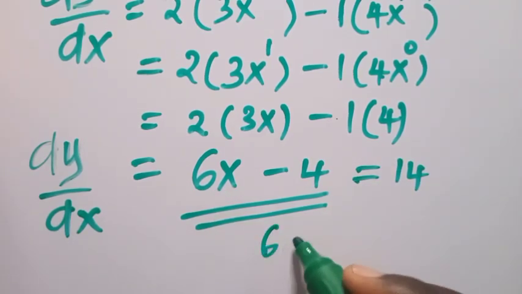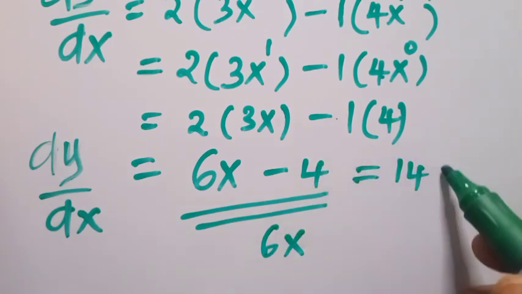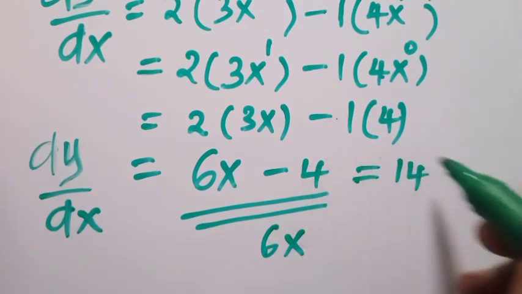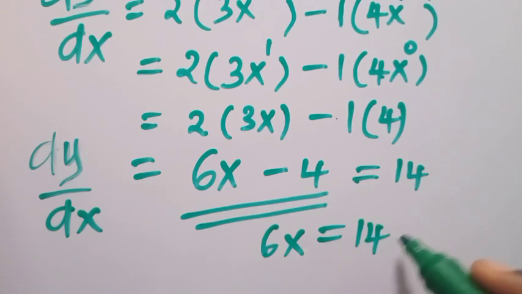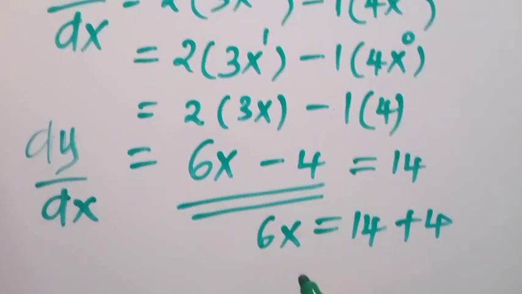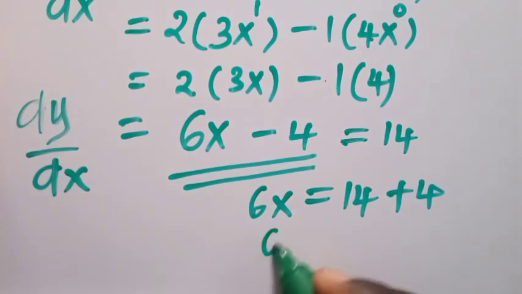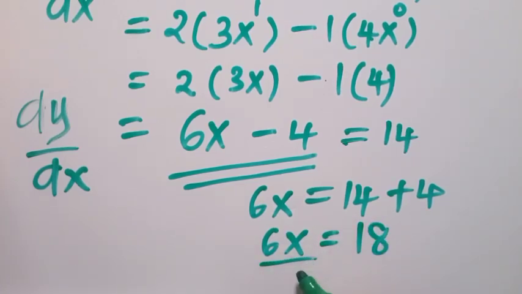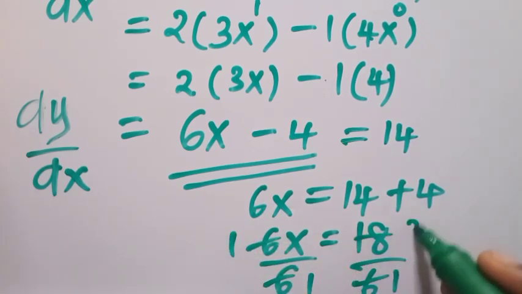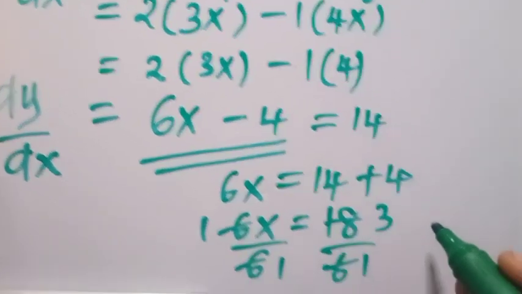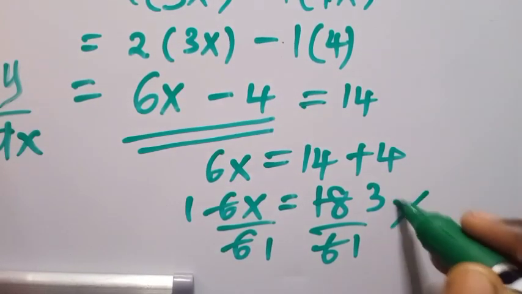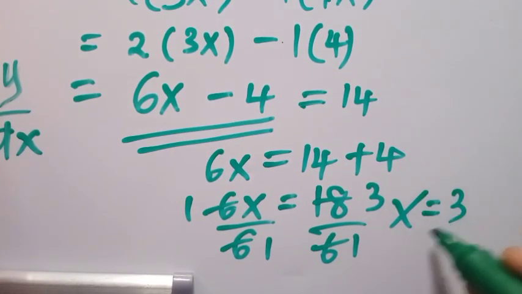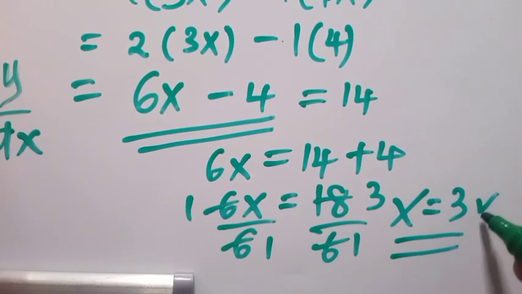Therefore, this is 6x. If we take the negative 4 to the other side, it will be 14 plus 4. And in that case, we shall have our 6x as 18. And if we divide by 6 on both sides, 6 into 18 is 3. Therefore, our value of x is just 3.